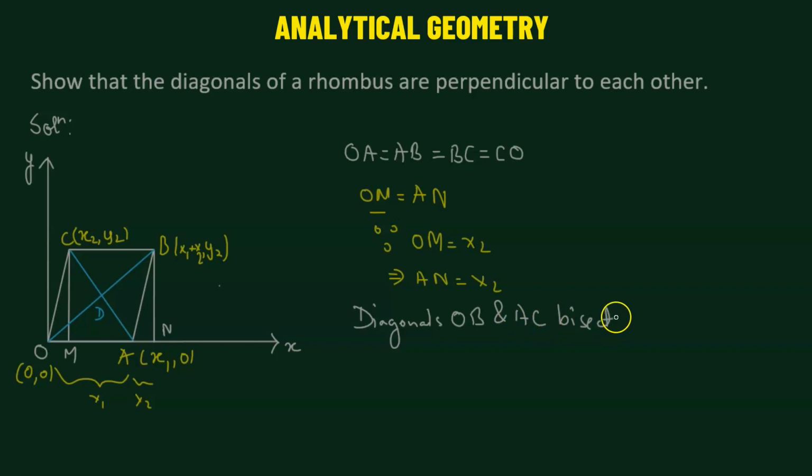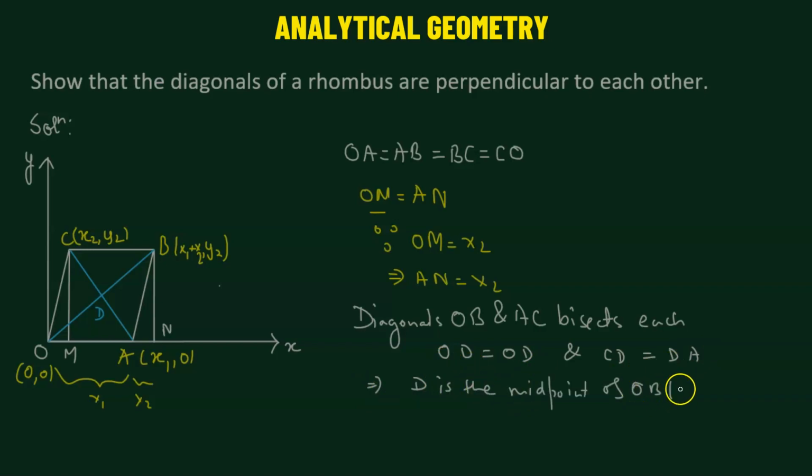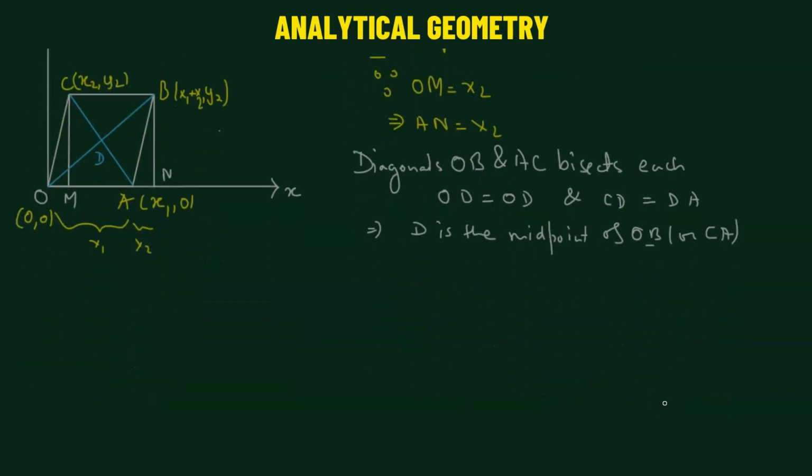So if they're bisecting each other, then it's clear that the length of OD must be equal to the length of DB, or we can say that the length of CD must be equal to the length of DA. Either way, we can say that D is the midpoint of OB, or we can say it's the midpoint of CA. Fine. So we're going to use the midpoint, which can be used to find out the coordinate of D.